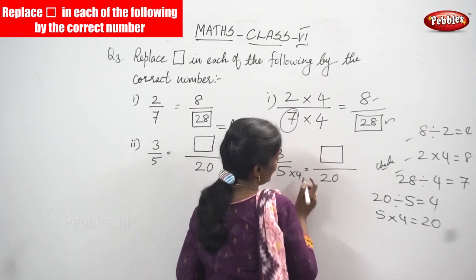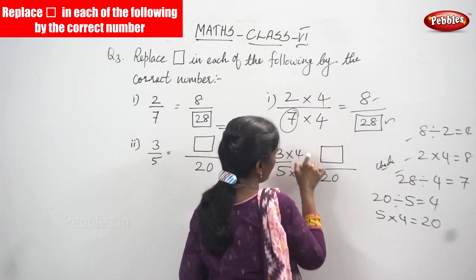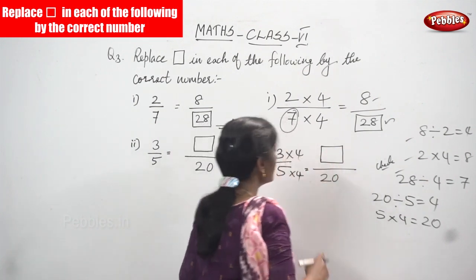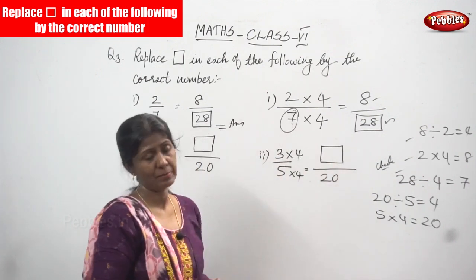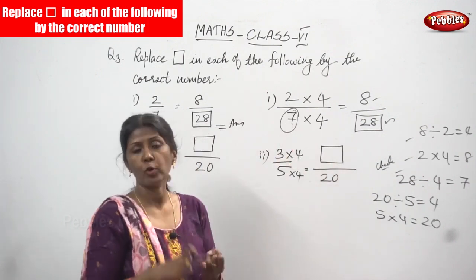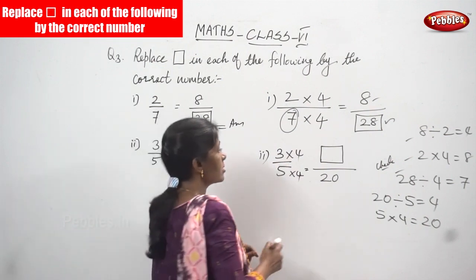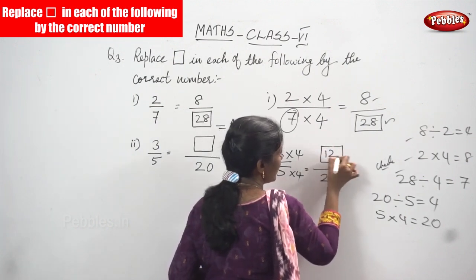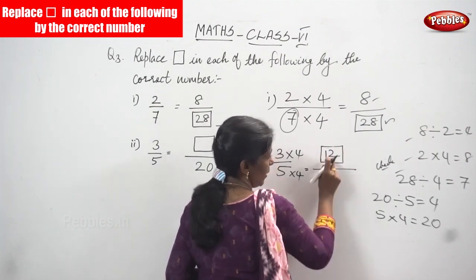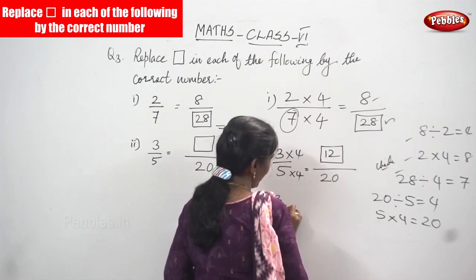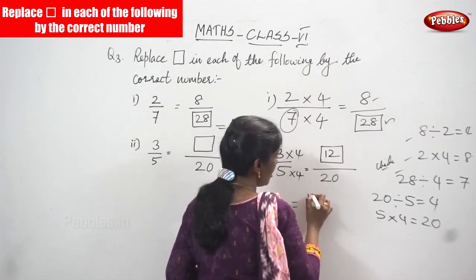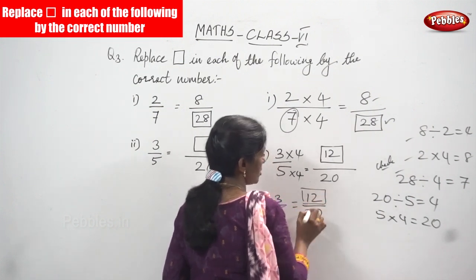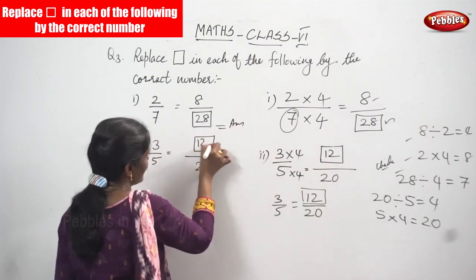If the denominator is multiplied by 4, the numerator is also multiplied by 4. So what is the answer for the numerator? You must use the 4th table or the 3 table. I am using the 4th table up to 3: 4 ones are 4, 4 twos are 8, 4 threes are 12. So the numerator is 12. The equivalent fraction of 3 by 5 is 12 by 20. You have to write the answer, 12, in the particular box.